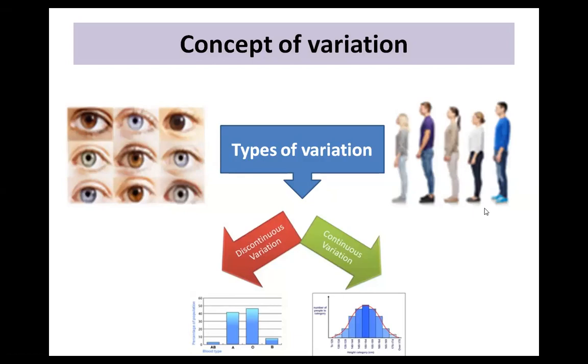So for these two types of traits, we find two different types of variation. For qualitative traits, we have a discontinuous type of variation because these are classes, isn't it? Blood group, for example: AB blood group is there, A is there, O is there, B is there. So these are different classes, we can say qualitative trait. However, height, if we consider, shows continuous variation, isn't it? So this is the simple concept of variation with respect to type of traits.